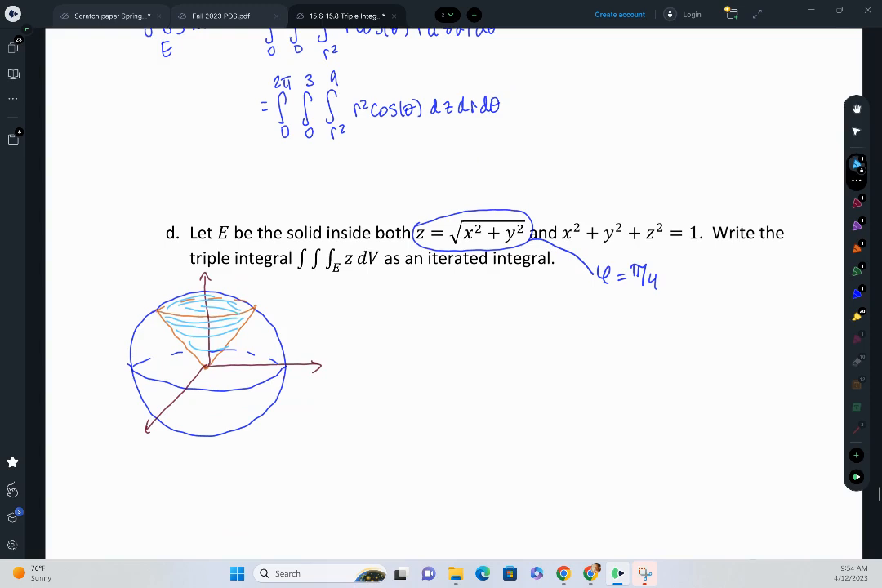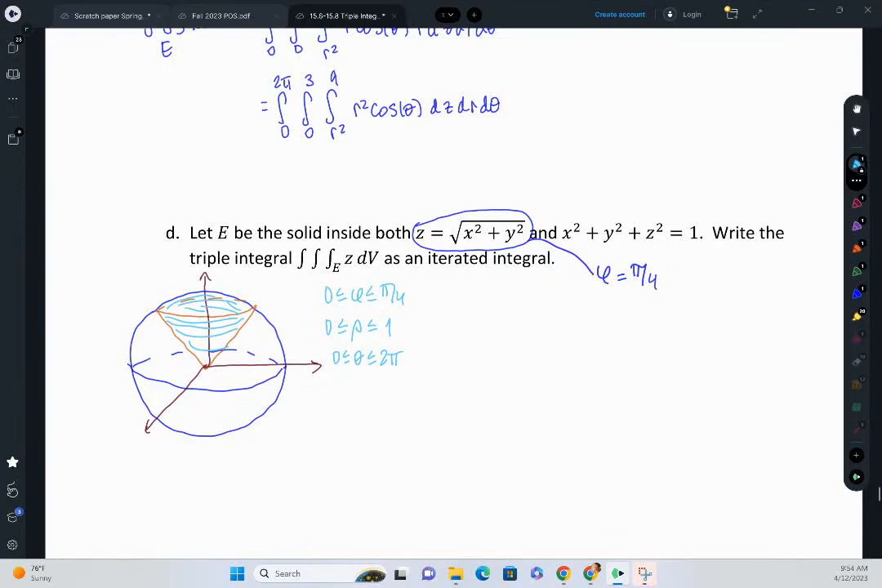Okay, this tells me that phi is starting at the z-axis, which is 0, and going out to pi fourths, which is the cone. This tells me that rho is following the sphere, right? So we've got rho, this is a unit sphere, don't want to make that mistake again. So rho just goes from 0 to 1, and this is a full circle. So theta is going from 0 to 2 pi. All right, that wasn't too bad.